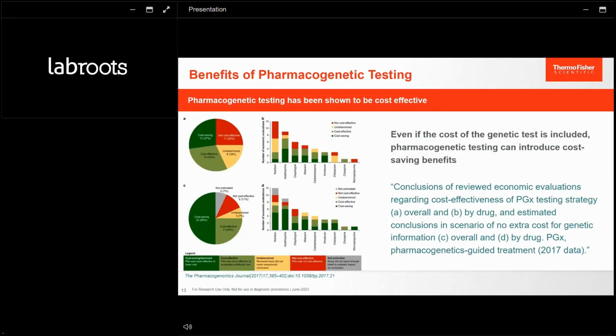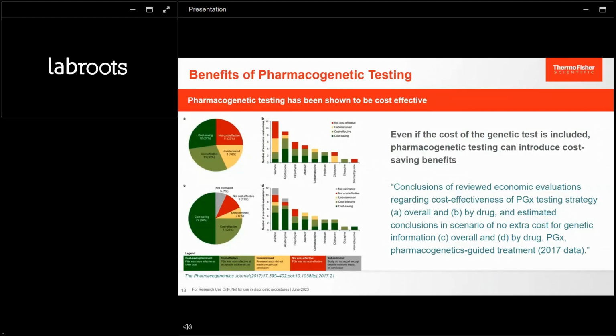This has been looked at pretty extensively, and the data that I have here is several years old by now, but it's showing two different graphs. On the top graph is the effect of a pharmacogenomic program in a treatment model. And what it shows is that the green areas are where pharmacogenomics testing and adjusting the drugs based on pharmacogenomic information can either be cost effective or cost saving if you include the cost of the genetic test in the overall costs. That's the top figure.